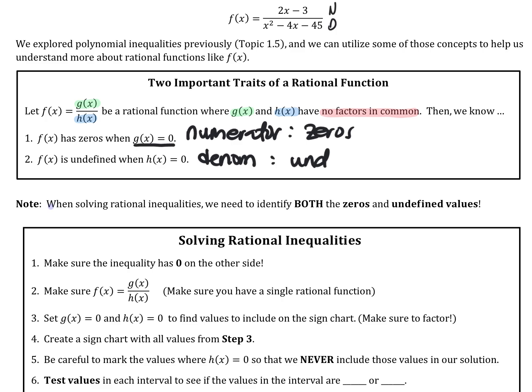Take note, when solving rational inequalities, we need to identify both the zeros and the undefined values. Just a short reminder: the zeros are found in the numerator and the undefined values are found in the denominator.